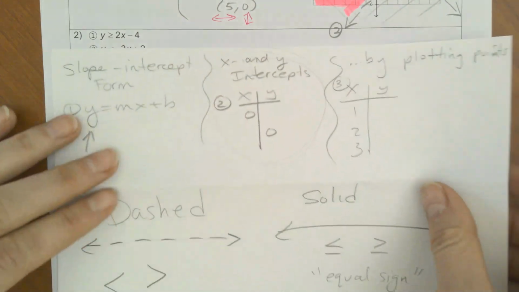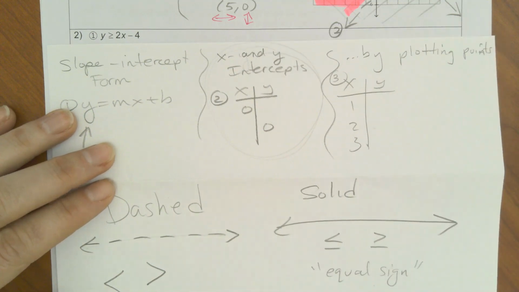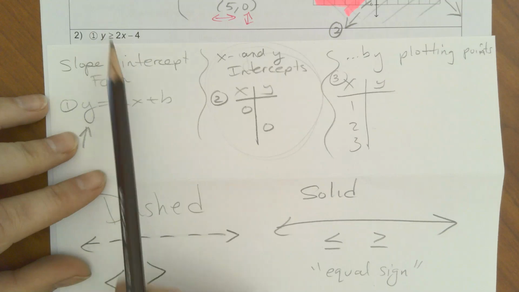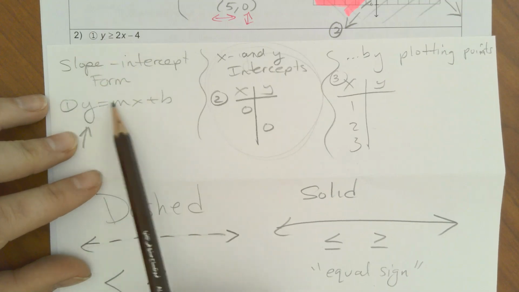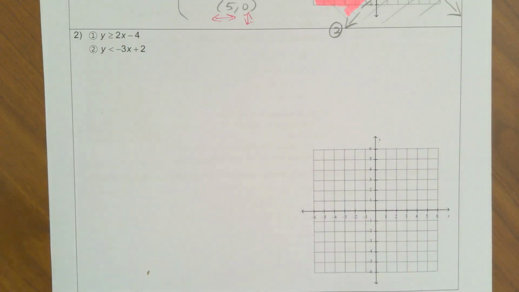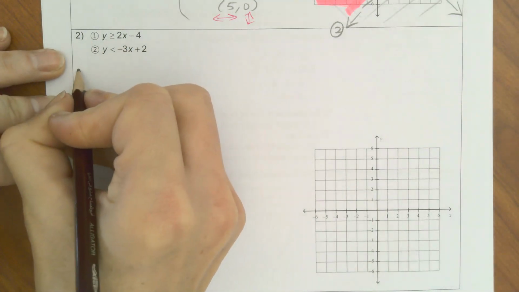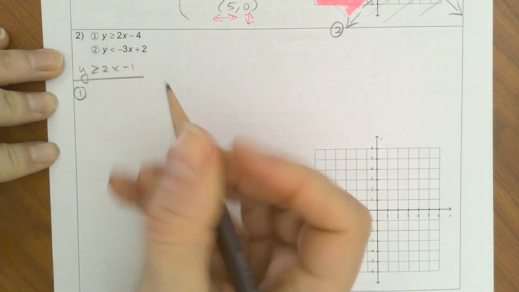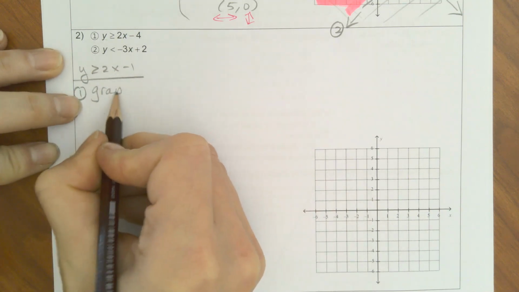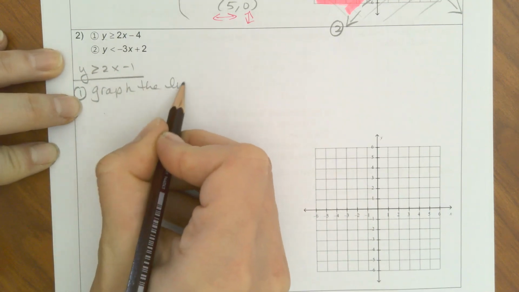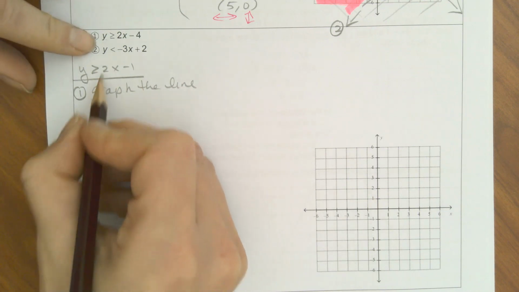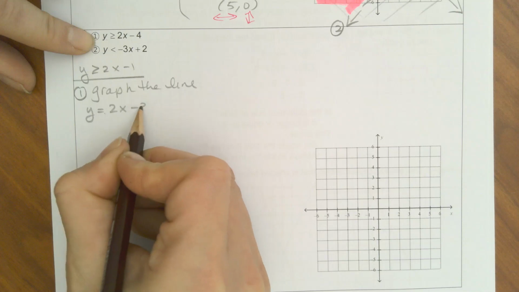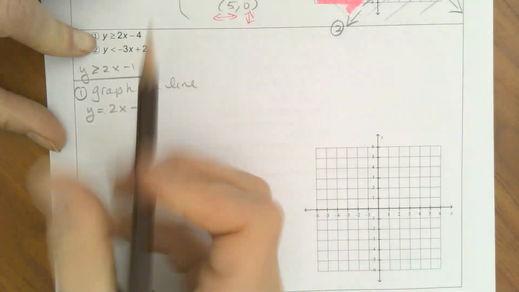So let's look at inequality number 1. Y is by itself, so I'm going to use the slope-intercept form to graph it. So first step is I need to graph the line. Let's put it as an equal sign, because we're just going to look at it as a boundary line. We're going to graph the boundary line.